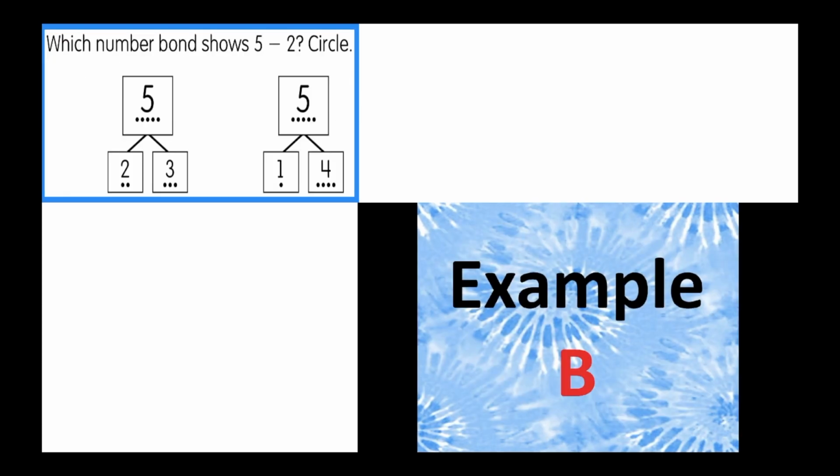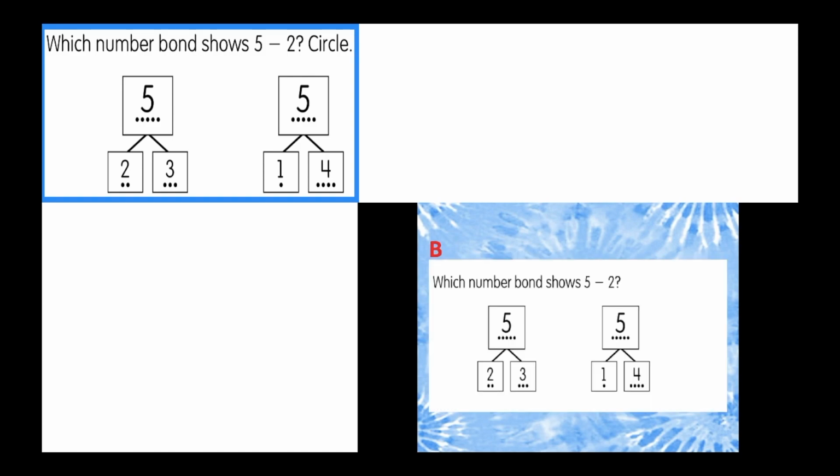Now we're going to move on to example B. We're going to use the same steps as we used in example A. This time our numbers are different. Our job is to find which number bond shows 5 minus 2.